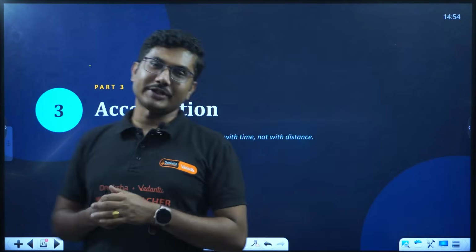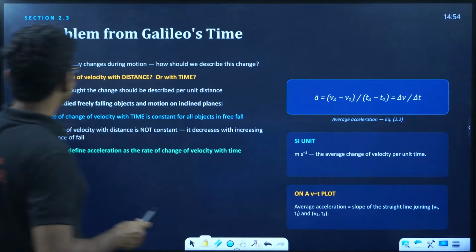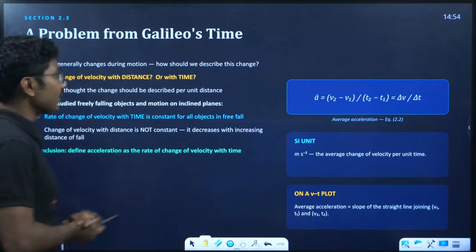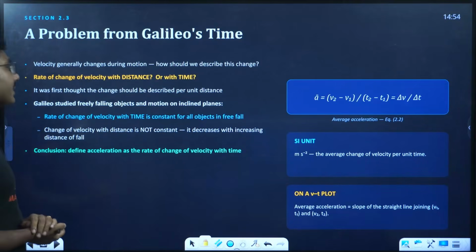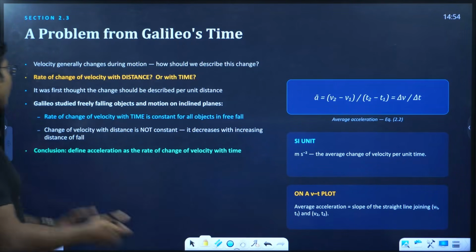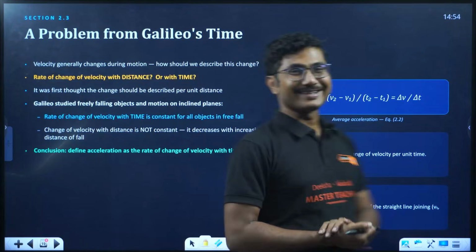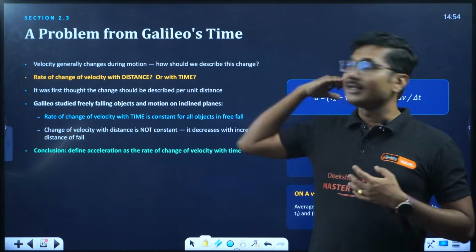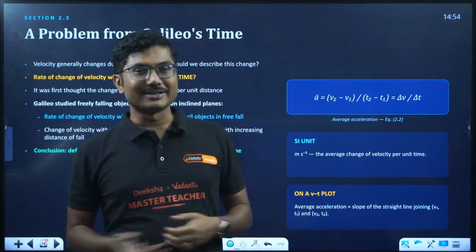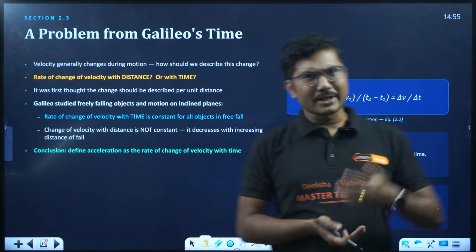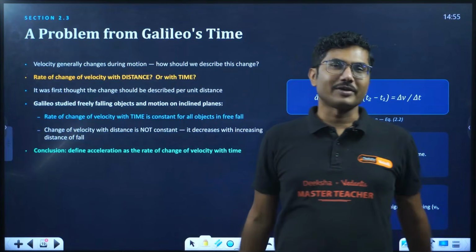That is the question that was asked in the past, not by me. Velocity generally changes during motion. How should we describe this change? Rate of change of velocity with distance or with time? It was first thought the change should be described per unit distance. It was the first group of physicists, measuring velocities, who came up with the idea of how fast the velocity is changing with respect to position.